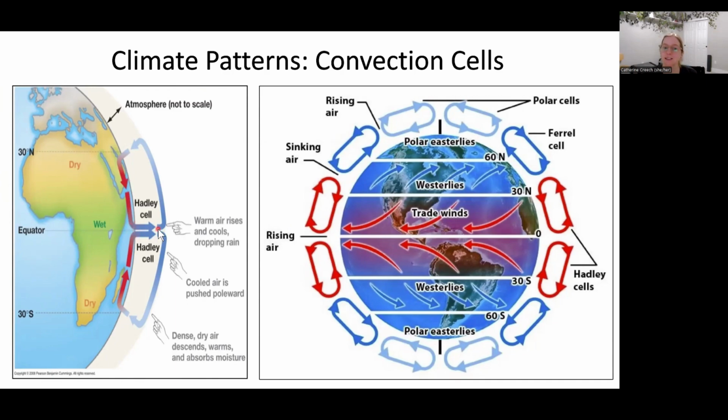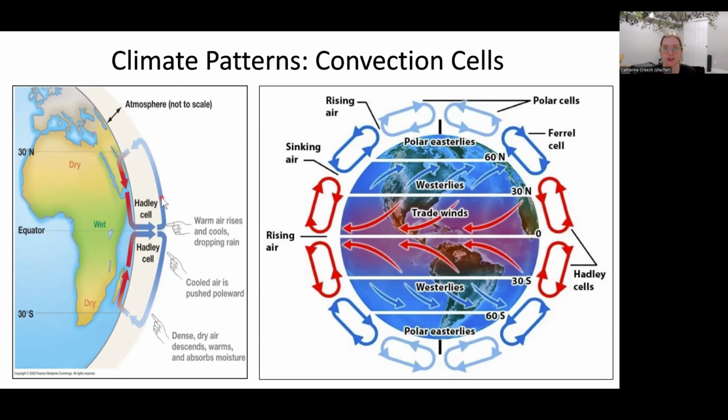And as it rises, it will cool. And this continues. So this cooling air is pushed out of the way by the warmer air that's rising. And as the cooling air is pushed sideways, it starts to condense and it drops all of its rain. And then by the time it gets up here to about 30 degrees, it has no water to drop. And so we see rainforest in this wet, condensed, warm area, and we see desert on the opposite side of each convection cell.